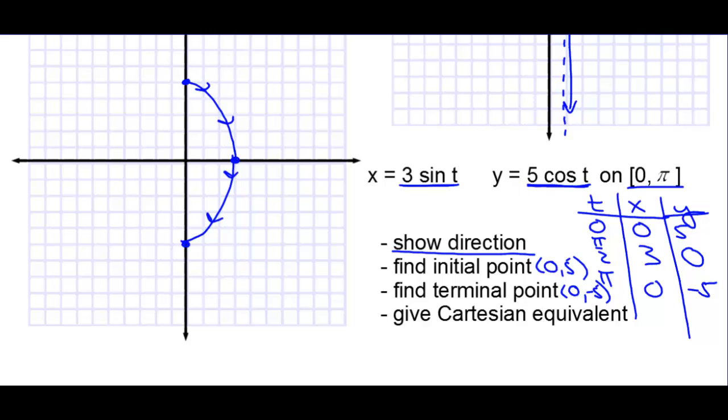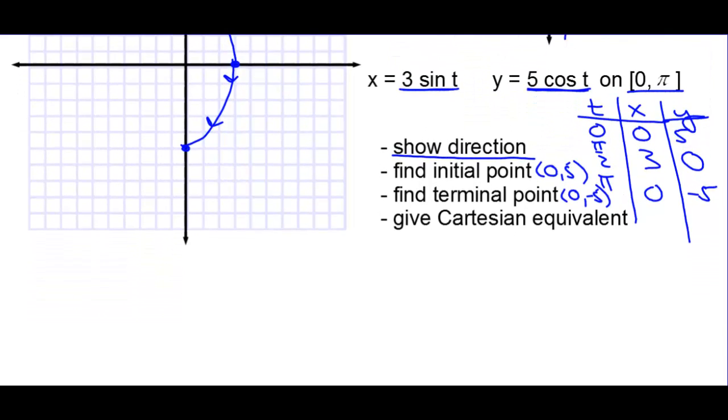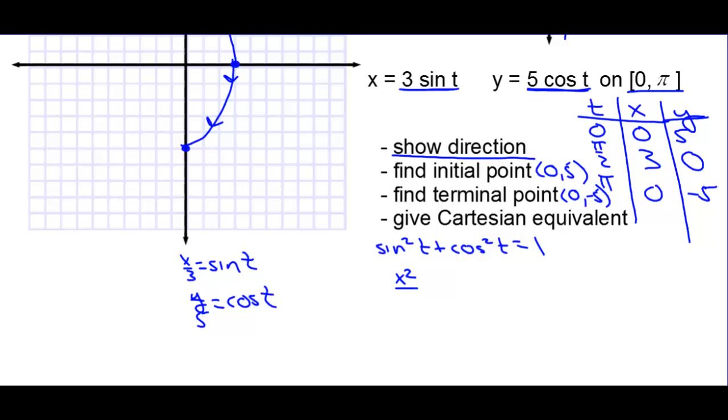And then we're going to give the Cartesian equivalent. Well, that's an ellipse. But we know that sine squared t plus cosine squared t is equal to 1. We know that from our unit circle. Now, we can also say that x over 3 is equal to sine of t. And for the y, we divide by 5. y divided by 5 is cosine of t. So sine squared plus cosine squared equals 1. Then x squared over 9 plus y squared over 25 must equal 1. And that's your equation of an ellipse.